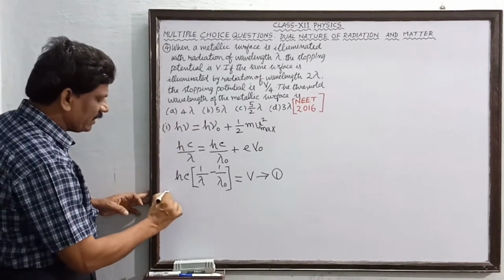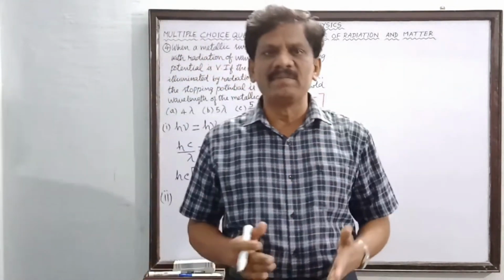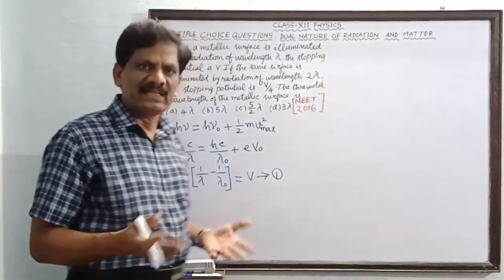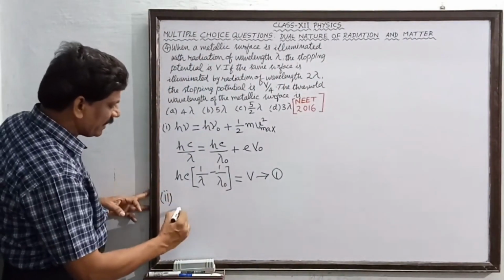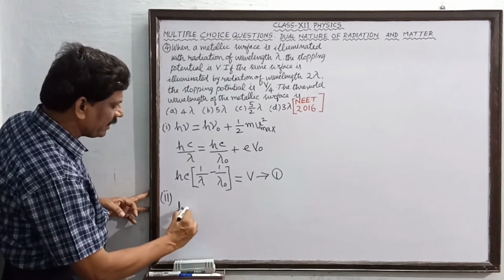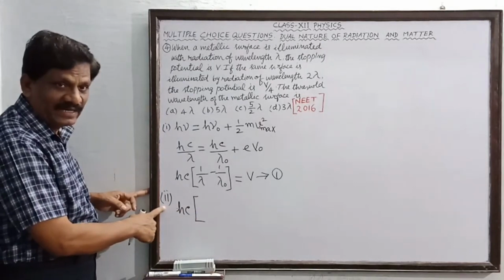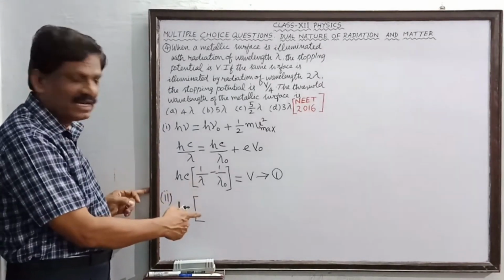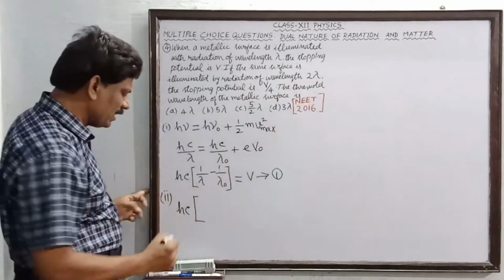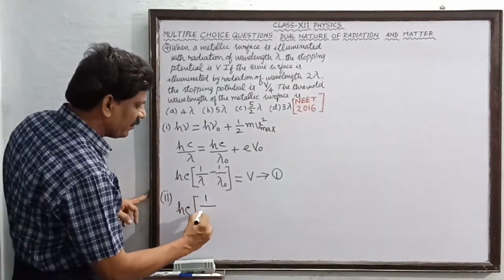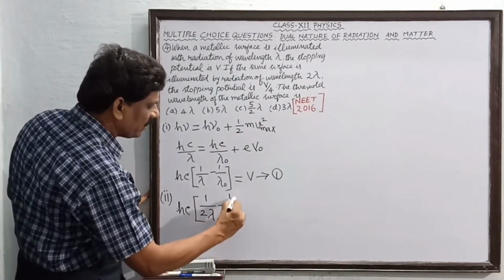A similar equation for the second surface. For the second surface, the wavelength lambda is doubled, is it not? So for the second case, I can rewrite the same equation. Don't forget, we are not extending the first case still. We are taking the second case. For the second case, the wavelength is 2 lambda. So hc into 1 divided by 2 lambda minus 1 divided by lambda naught.